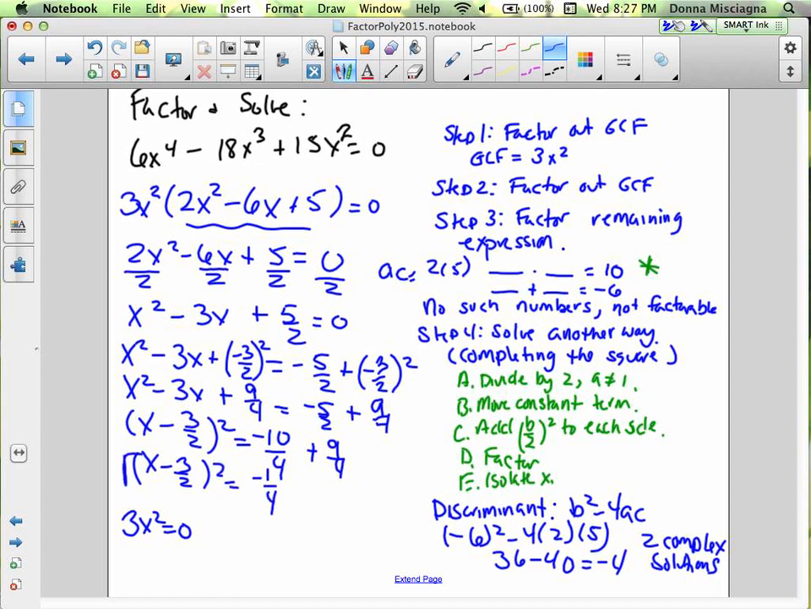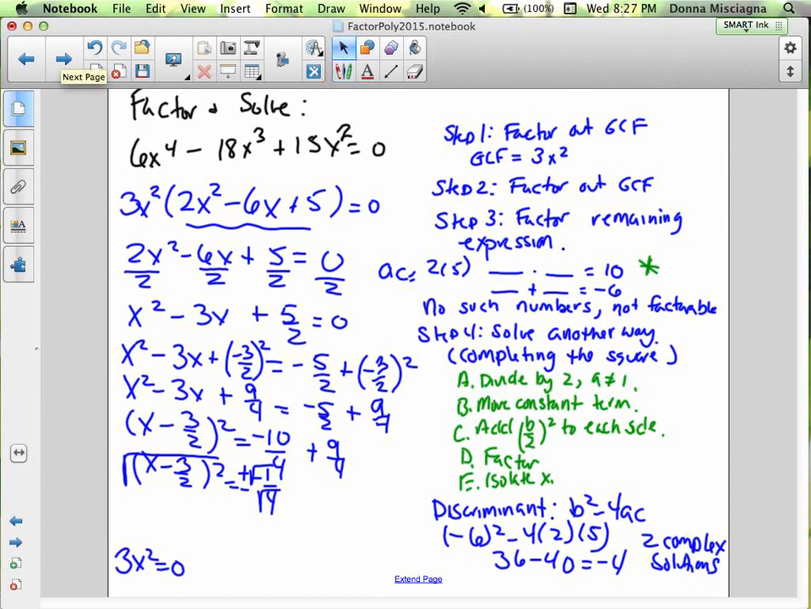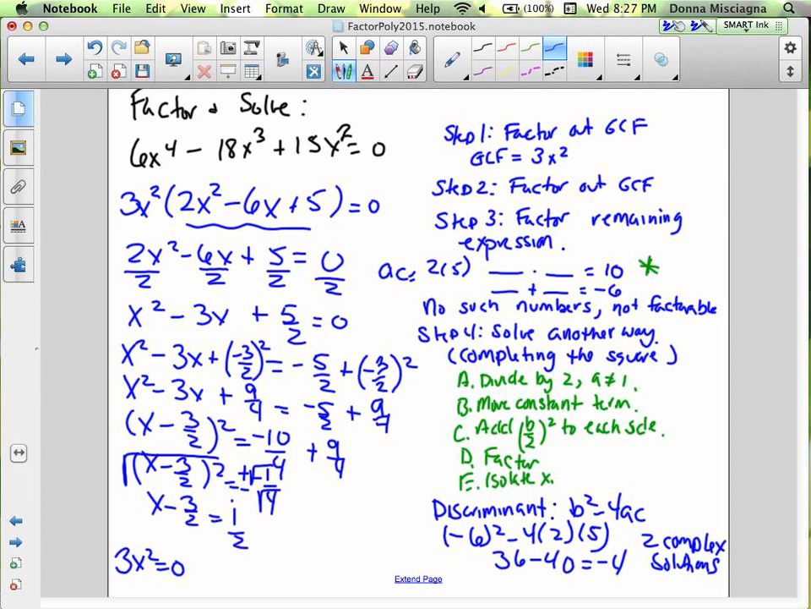We'll take the square root of both sides. Don't forget your plus or minus. And I would split that up. And let's move this little term over here. So here we have x minus 3 halves, so the square and square root cancel. That is a perfect square, but it's a complex number. Square root of negative 1 is i, and the square root of 4 is 2. Right? And so then we would add 3 halves to both sides.